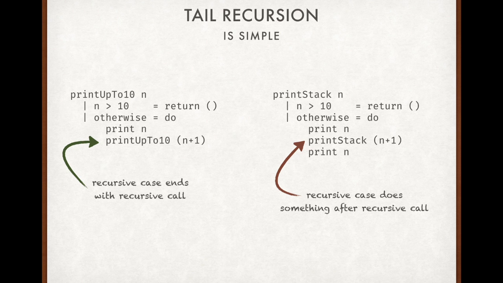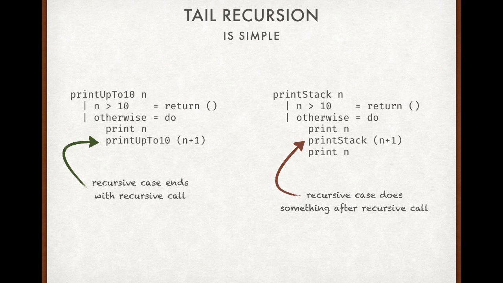Okay, so the tail recursive one, the recursive call is the absolute last thing that you do in the recursive case. So you can see that the very last thing we do in print up to 10 is print up to 10. That's it. And the other one, we do something after the fact. So it's not the tail of the recursion. So we have to hold on to something.